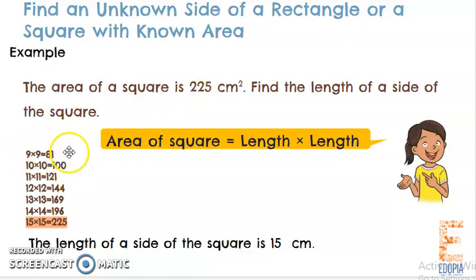Moving on to the next. 10 times 10 equals 100. 11 times 11 equals 121. 12 times 12 equals 144. 13 times 13 equals 169. 15 times 15 equals 225. This means the length of the side of the square is 15 centimeters.